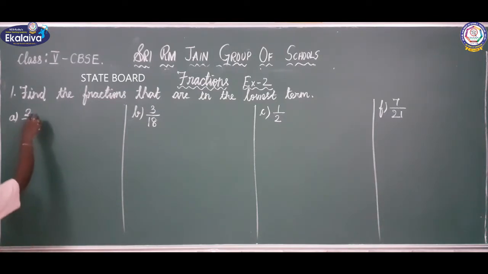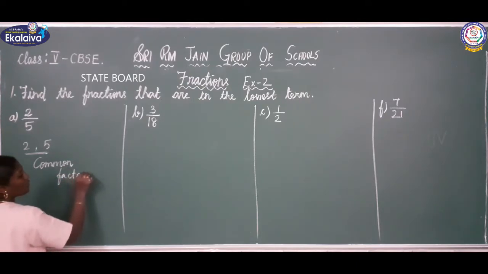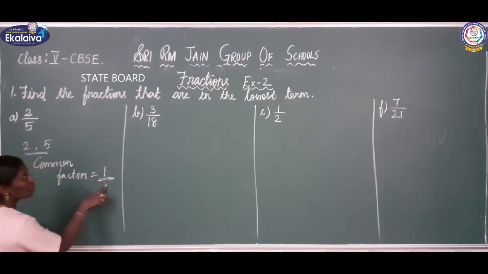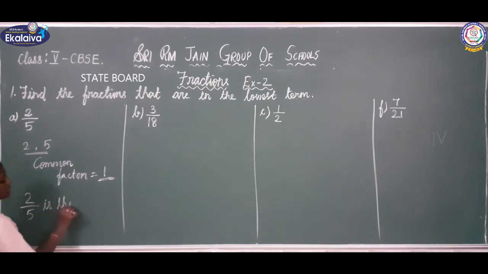Okay, let us check. The first fraction is 2 by 5. Here the numerator is 2 and the denominator is 5. Here 2 and 5 are prime numbers, isn't it? So for these two numbers, the common factor is 1 alone. So this fraction is in the lowest term. So 2 by 5 is the lowest term.